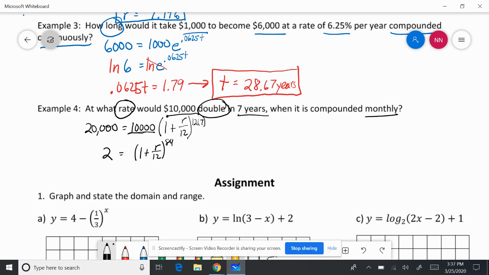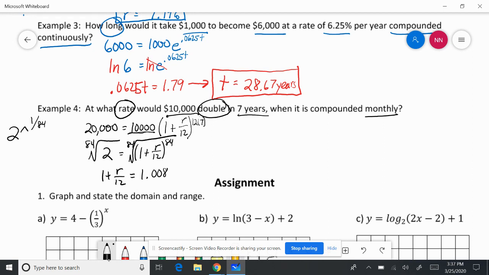Now, in this case, we're not going to be using a log. What we're going to do is use a root. So I'm going to take the 84th root. Now, just in case you forgot, if we don't know where the 84th root is, what you can do is go 2, and then raise it to the 1 divided by 84. And that's going to give us the exact same answer as the root. So we have 1 plus r over 12 is equal to the 84th root of 2, which gives us 1.008. Now, once again, just as a reminder, I'm using my exact answer, not the rounded answer.